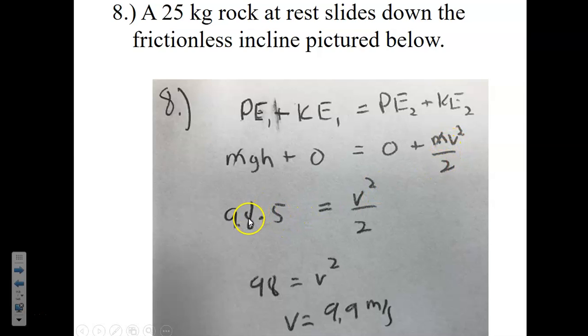So plugging in numbers, 9.8 for g. We crossed out the m's again, by the way. 9.8 for g, 5 for the height, and we're trying to find v. So multiply by 2, multiply by 5, and take the square root, you get 9.9.